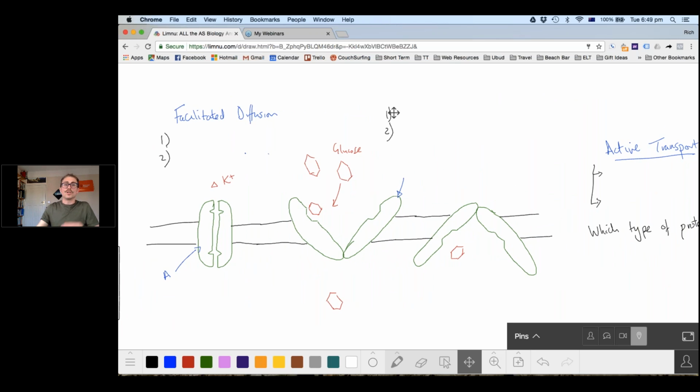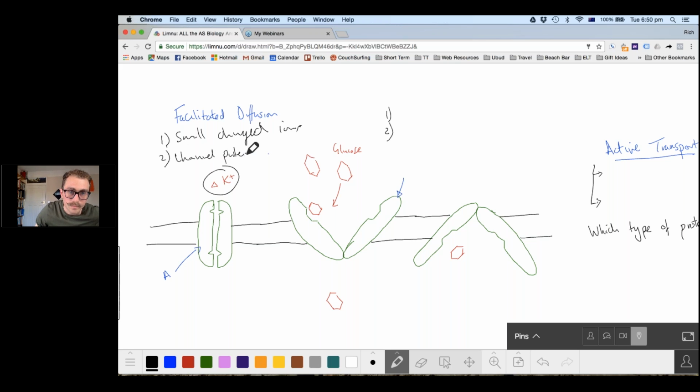Facilitated diffusion. Okay, there are two types. I want to know the name of the protein, and how they work. Small charged particles: so what type of molecule? Small charged, so ions, basically. They go through a channel protein. Yeah, it's a narrow channel. It goes through the channel. Now we've got large molecules, basically glucose, and they're going to go through carrier proteins. Think of an aircraft carrier, a massive boat, so these are carrier proteins.